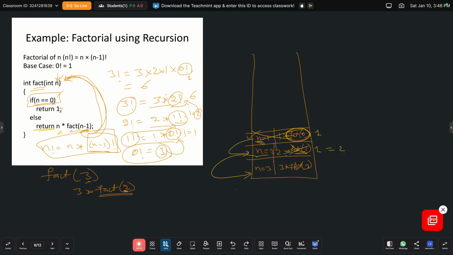Previous call, what is the n value? 3. 3 into fact of n minus 1, that is 2. Fact of 2 is 2. 3 into 2, what is the answer? 6. Will be returned to the main function from wherever we are calling this. This is how a recursive function call is going to be executed.